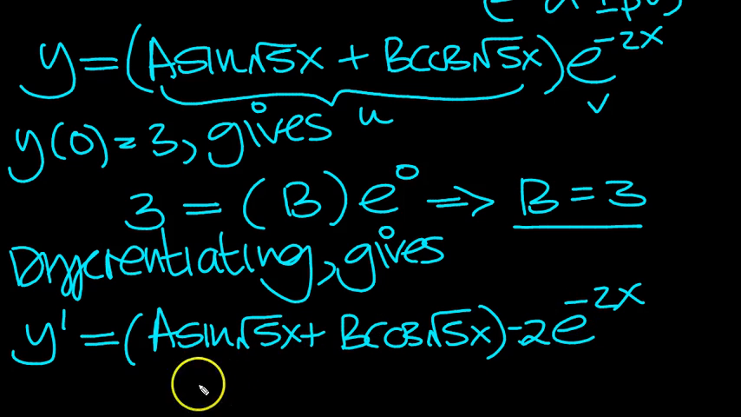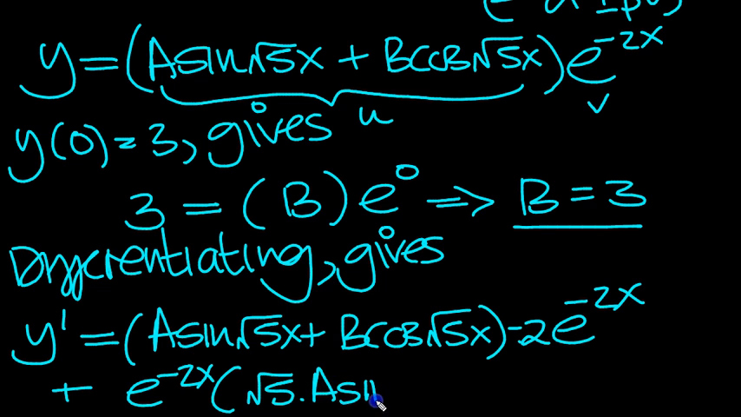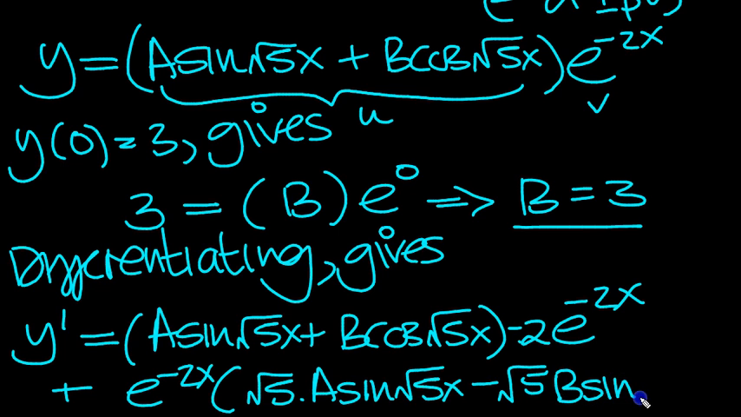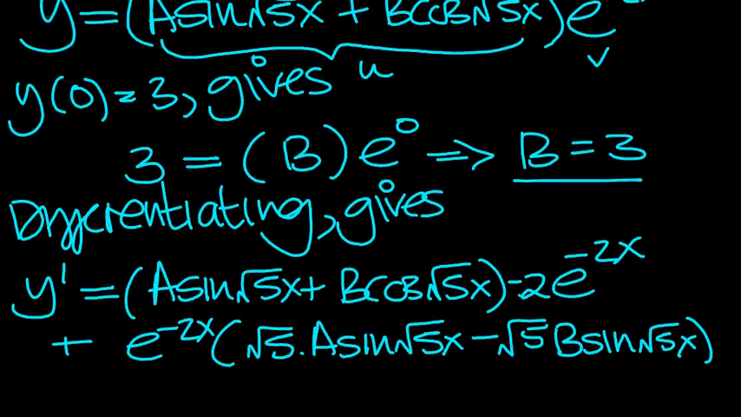So that's u dv/dx plus v, which is e to the minus 2x, times du/dx. Sine goes to cos, but the root 5 comes out, the something differentiated is root 5, times a cos root 5x, and then the cosine differentiates to minus sine, and the root 5 comes out again. So put that there, b, and that'll be sine root 5x, close brackets. So there we are, there's our product.